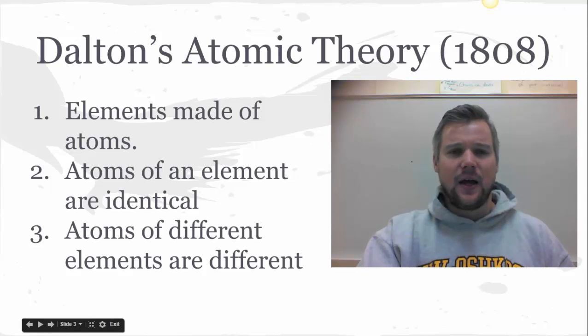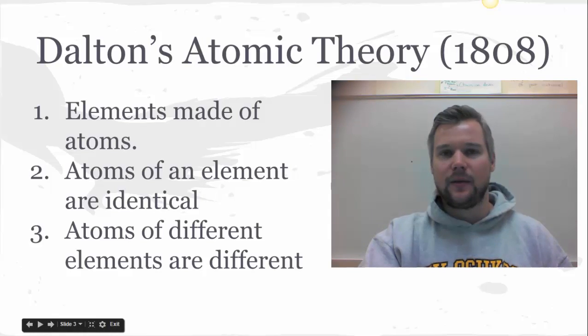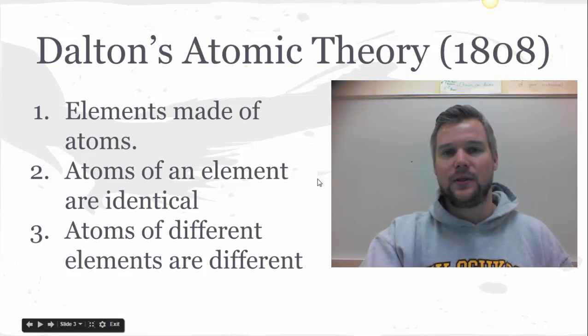So first he said that all elements are made out of atoms, and then for those atoms, the atoms of a given element, they're all identical. So if you have carbon atoms, they all look like carbon. If you have oxygen atoms, they all look like oxygen. But then if you compare carbon and oxygen, they're different, so atoms of different elements are different.